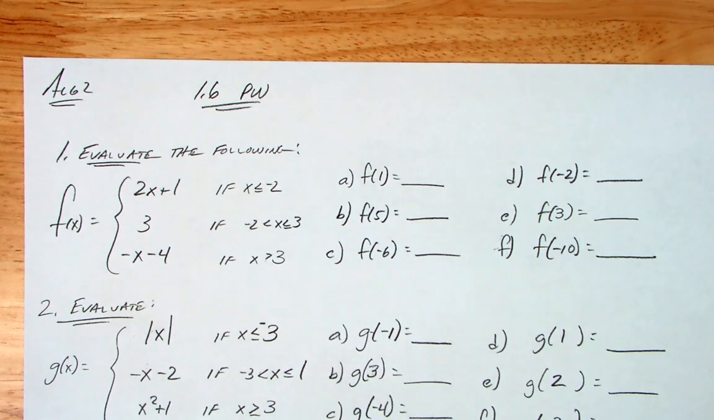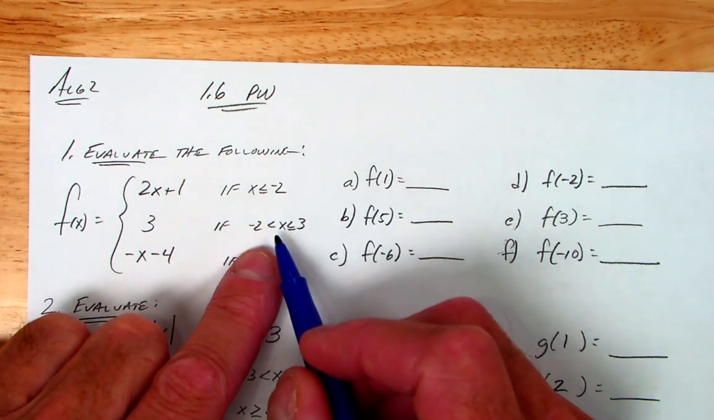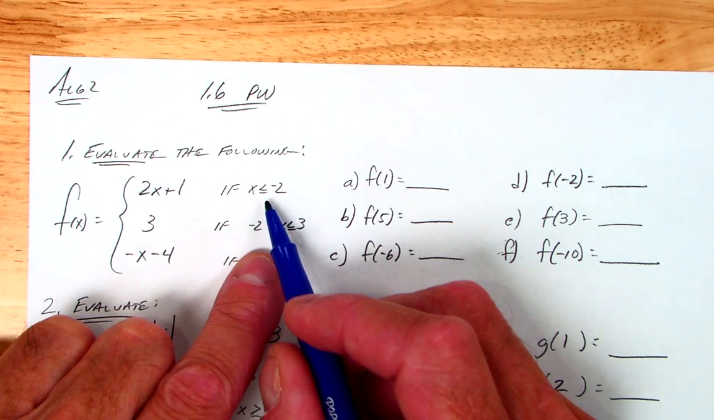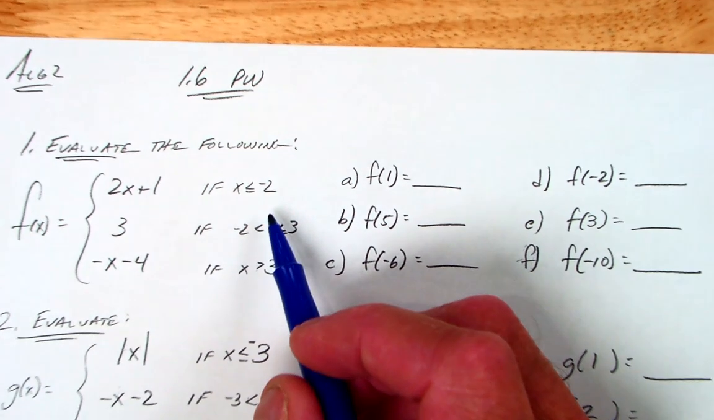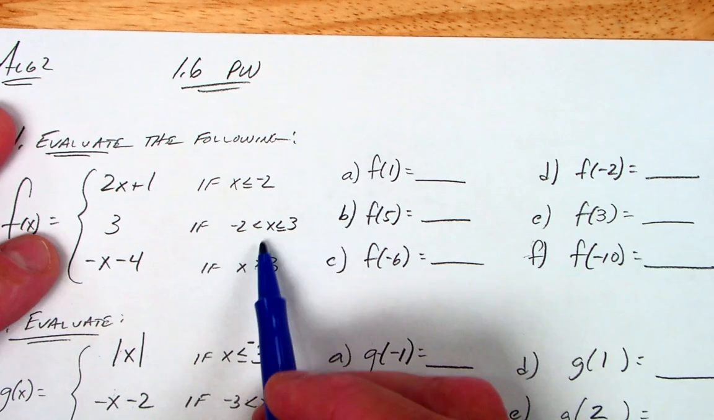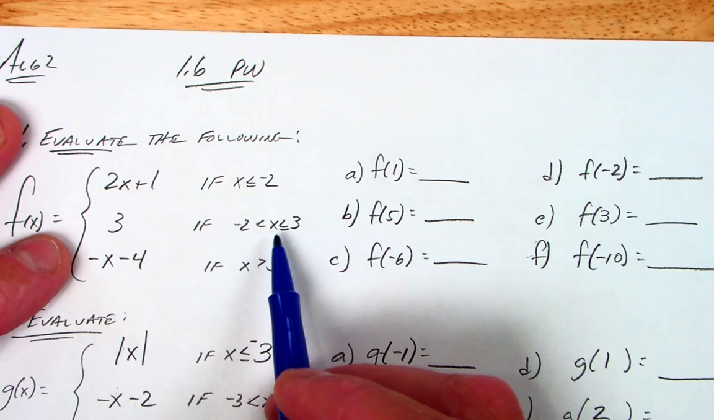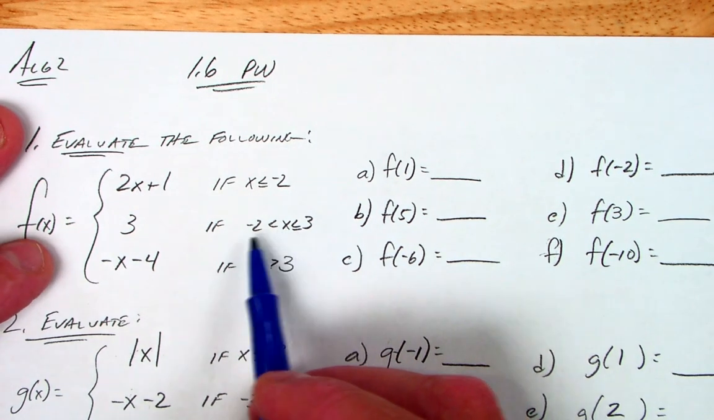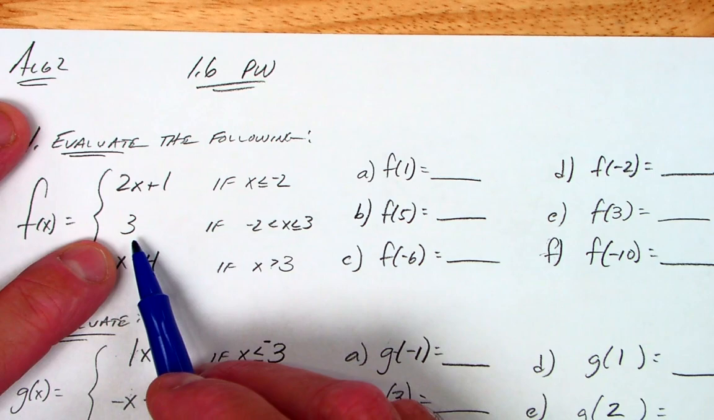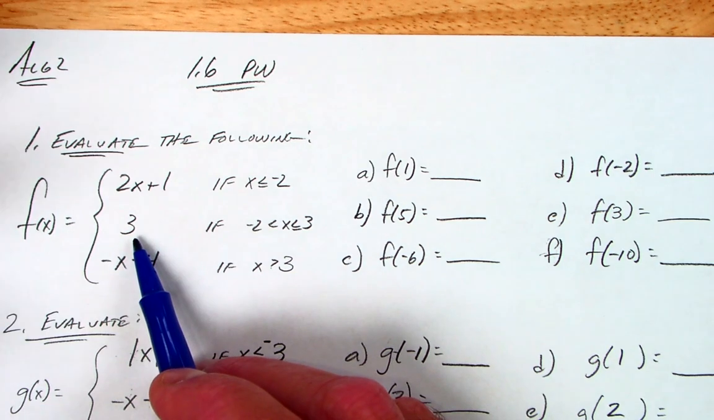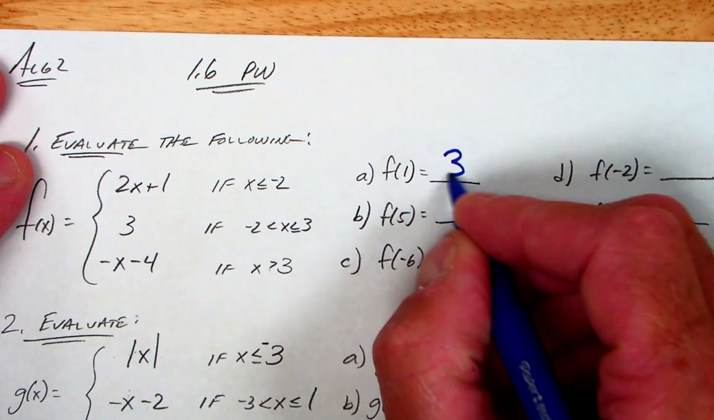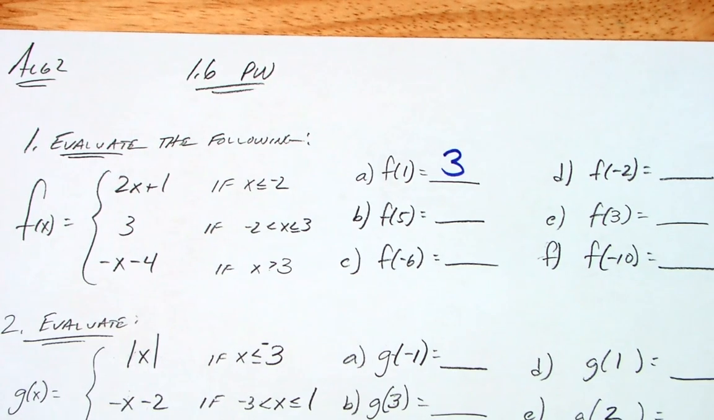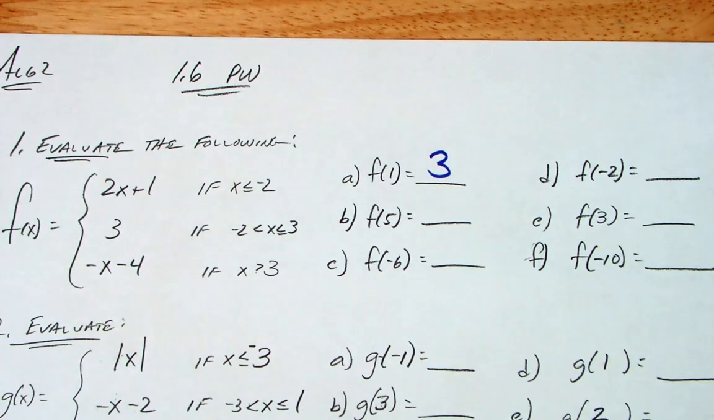Second one. Why? Because 1 doesn't satisfy the last condition. It satisfies this condition. It says if it's in this range, then I'm going to plug it into this, which has nothing to plug in. My answer is just 3. So what we've got to decide on each thing is, if I input a number, which condition it satisfies, which one I'm going to plug it into, and then I'll get my answer.